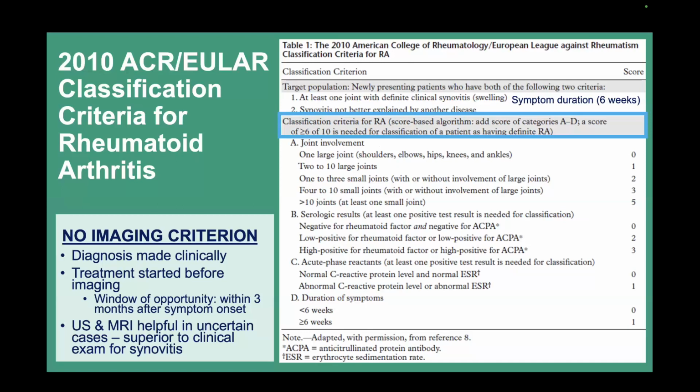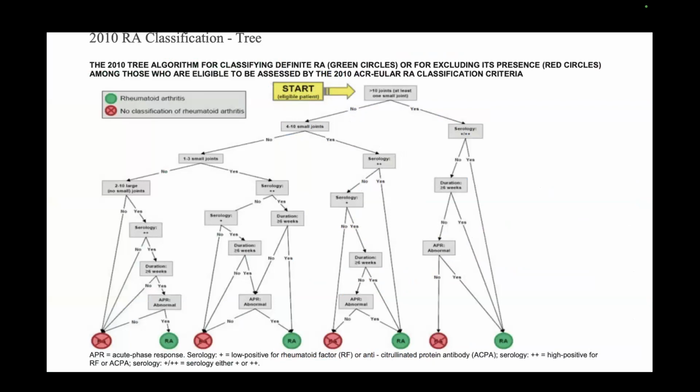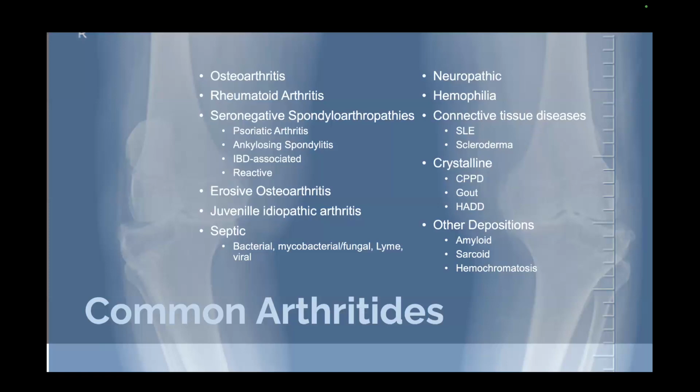Imaging is useful in cases that might be slightly uncertain, or it's just not really 100% clear exactly what's going on. So you might need to do an ultrasound or MR in order to clarify. And so the rheumatologists use these algorithm trees to help work out whether the patients are positive for rheumatoid arthritis, which you can see there. It just depends upon the duration and the serology.